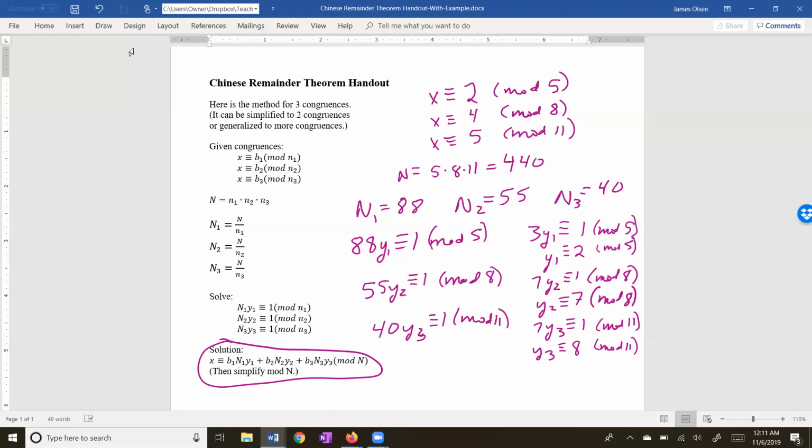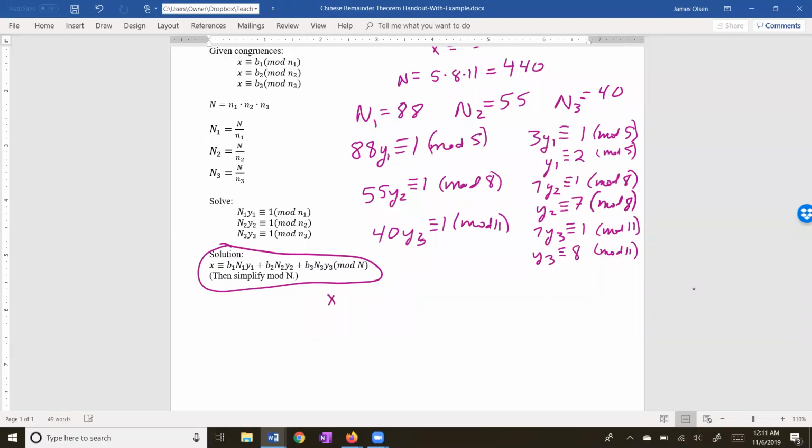I need my B values, my cap N values, and my Y values. So X is congruent to, okay, B1 is 2. N1, 88. Y1 is 2. If you can be one step ahead of the professor, I encourage you to do so. B2 is 4. N2 is 55. And Y2 is 7. B3 is 5. N3 is 40. And Y3 is 8.